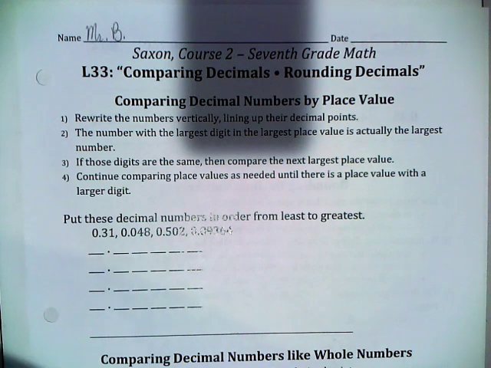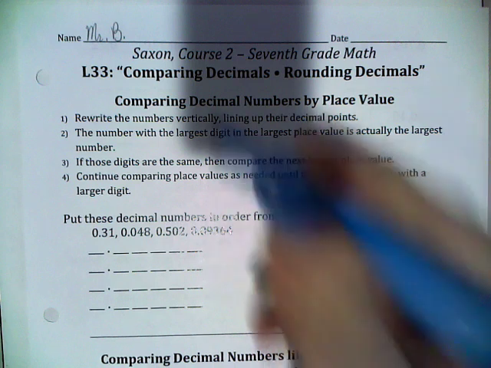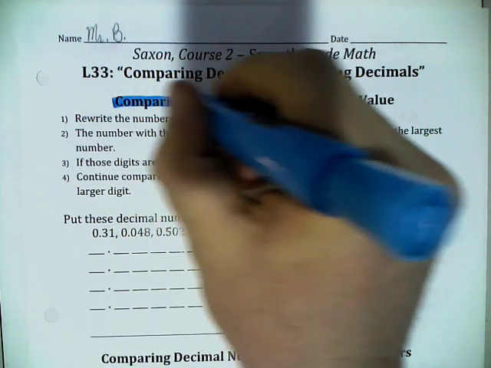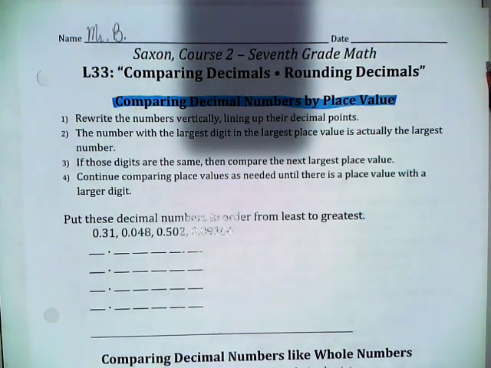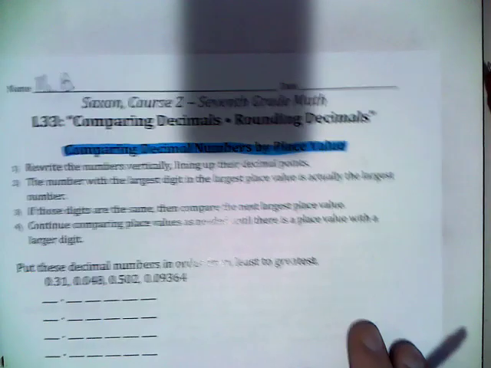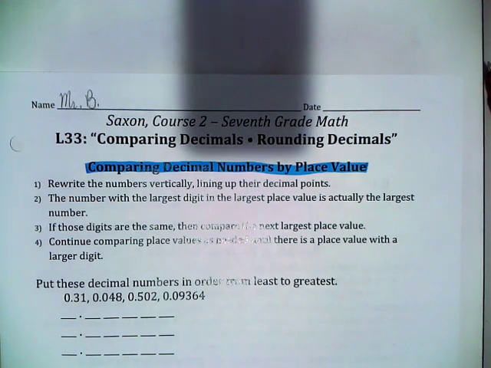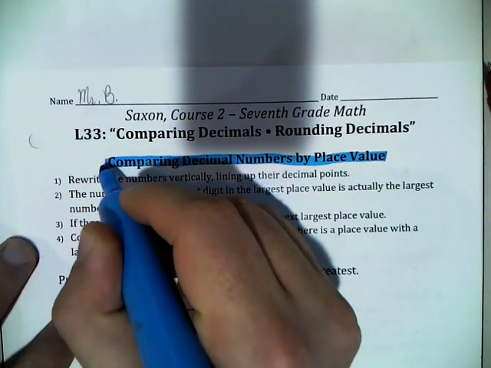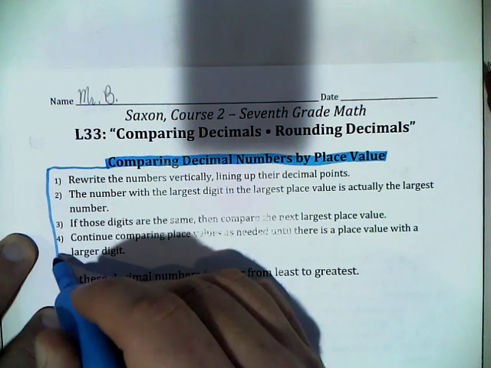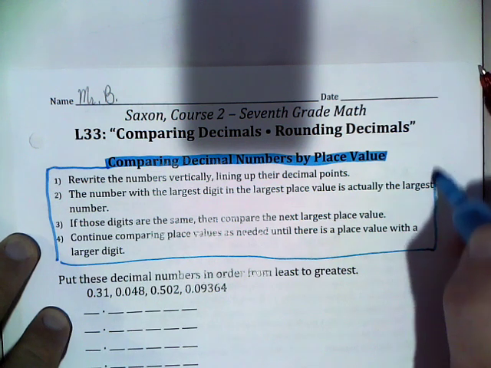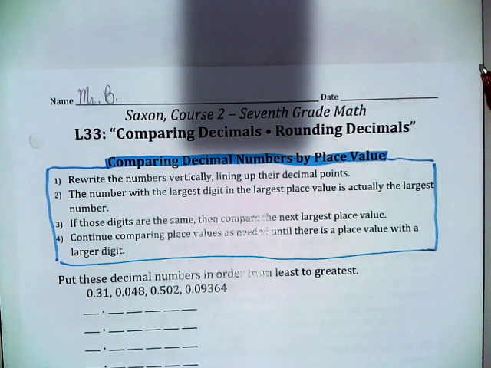So, ladies and gentlemen, if you grab your blue highlighter, we're going to go ahead and highlight this in blue. So comparing decimal numbers by place value, and just to make this pop for later, let's go ahead and put a box around those 4 steps.